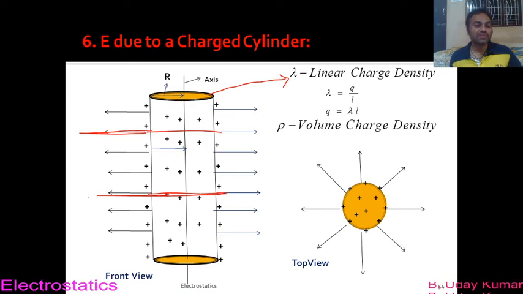Now let us assume that the length of the cylindrical element that I am choosing here is L, and the total charge that is present within this element is plus Q. Now lambda is defined, as you already know, as the charge per unit length, right? And hence I can write lambda as Q by L, and from this equation I can write Q as lambda into L. Is that clear?